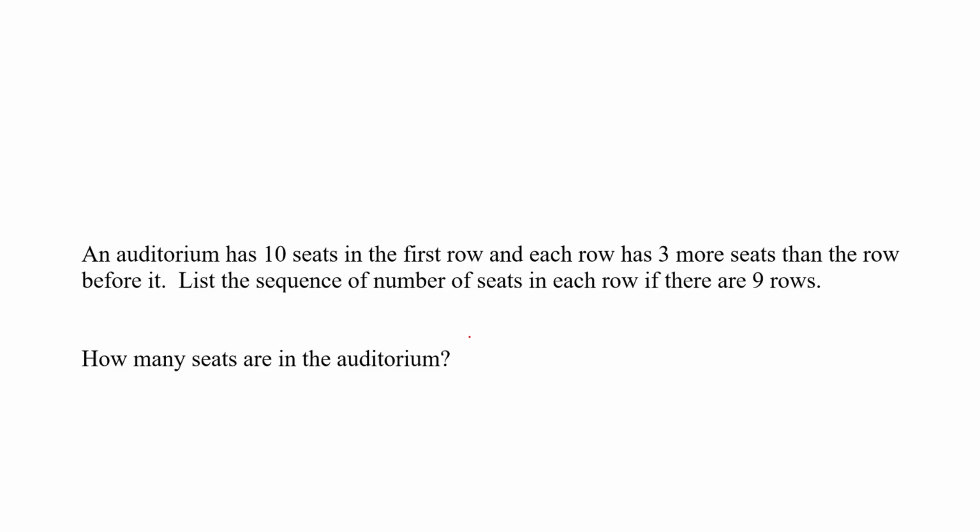An auditorium has 10 seats in the first row, so the sequence of number of seats starts with a 10. And each row has 3 more seats than the row before it. So the next one is 13, and then 16, and then 19, and then 22, and then 25, 28, 31. One more. 34. List the sequence of number of seats in each row if there are 9 rows.